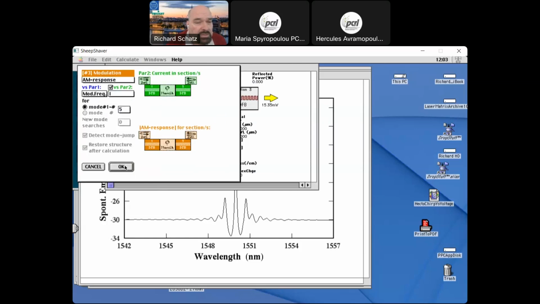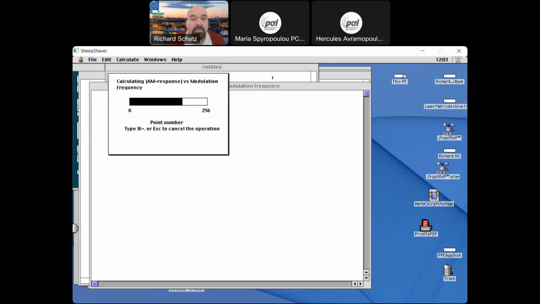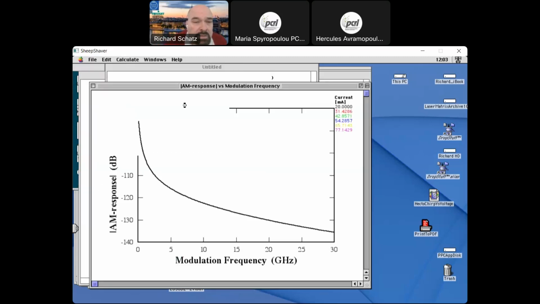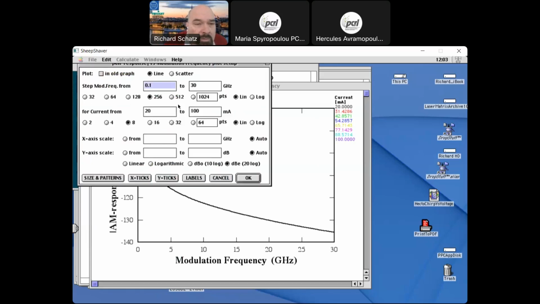It's a single mode laser, so it will not change anything. And then I think it will not be so high, so I go up to 30 gigahertz, and then I change the current from 30, which is around threshold, up to 100 milliamp. And then I click on return here, and then I went from 20 apparently, which is below threshold. I will go again and do from 30 milliamp here.